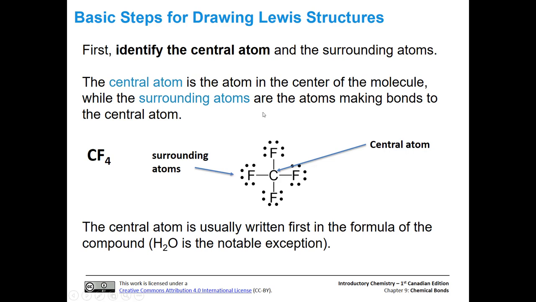Now, most of the time, for our purposes, the central atom is the one that is written first in the formula. So you can see here, carbon tetrafluoride, the carbon is written first, that's our central atom. And that central atom is going to be the one that we place the surrounding atoms around. So that just gets a little bit of terminology out of the way. So you can see carbon is the central atom, and the surrounding atoms are these fluorines.